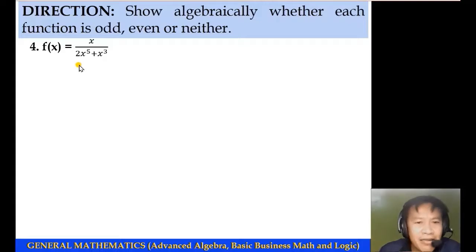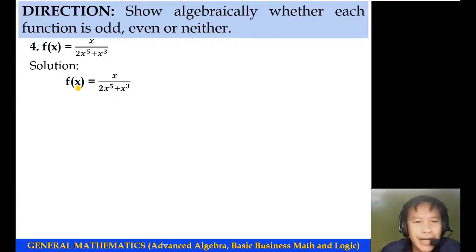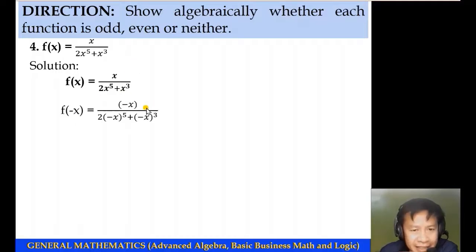And this is a rational function. What we are going to do here is to solve. I will not give you the technique first. We are going to solve. You are going to substitute negative x into this rational expression. So this is it, this is negative x, and you have 2 quantity negative x raised to 5 plus quantity negative x raised to 3. Then we are going to simplify.